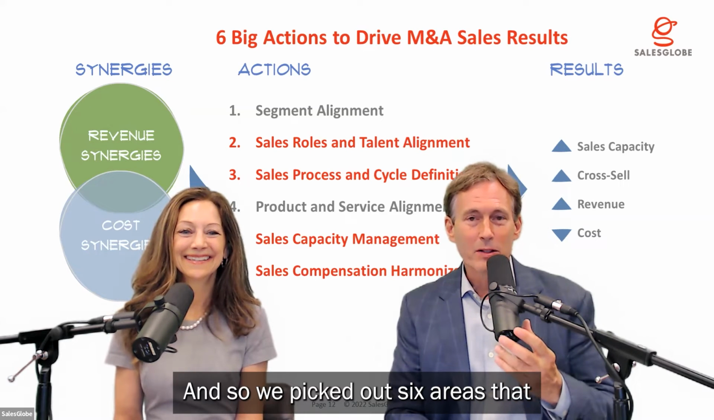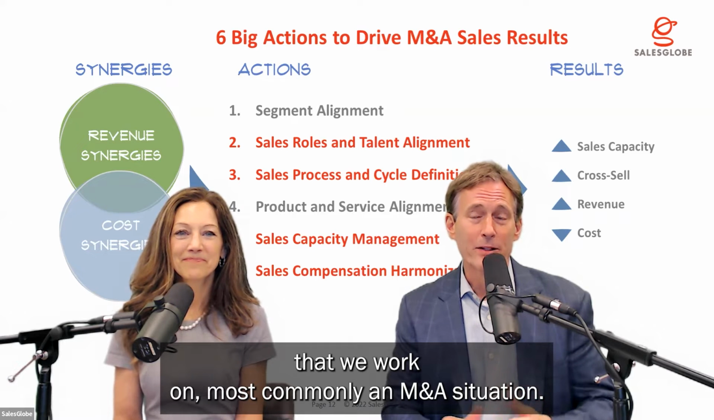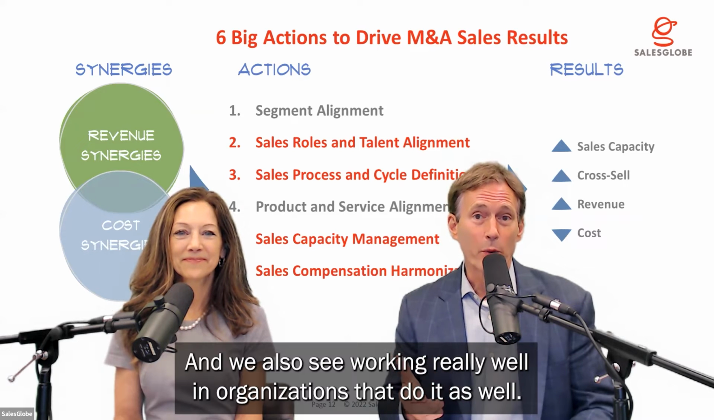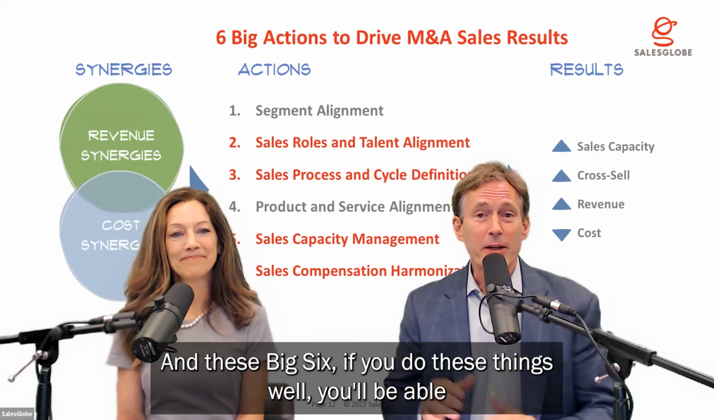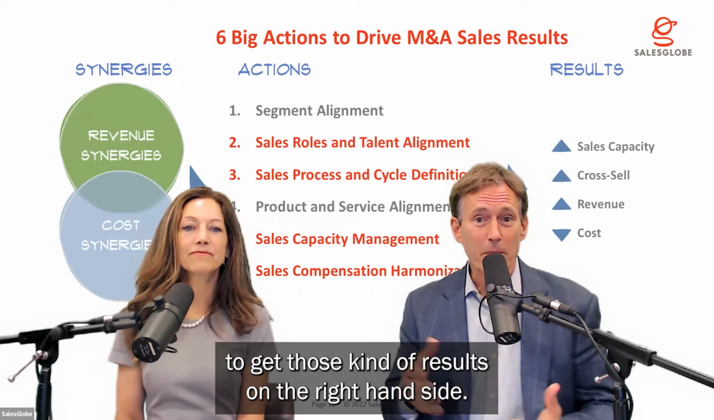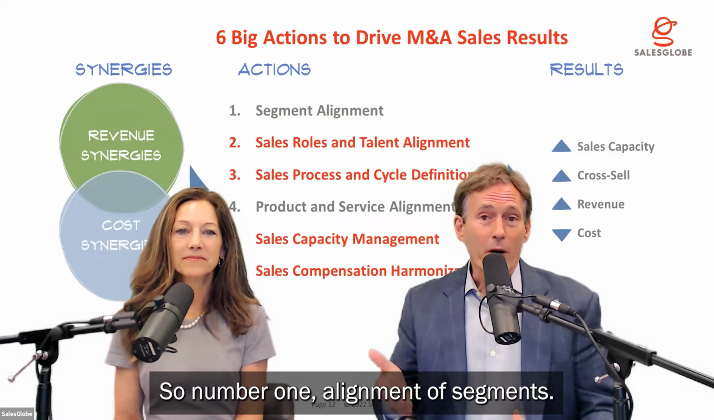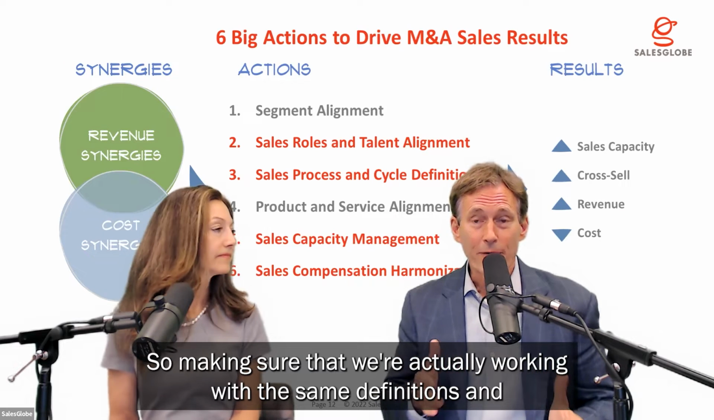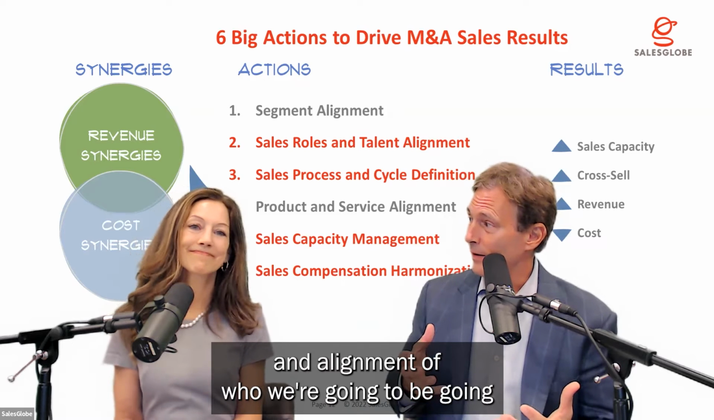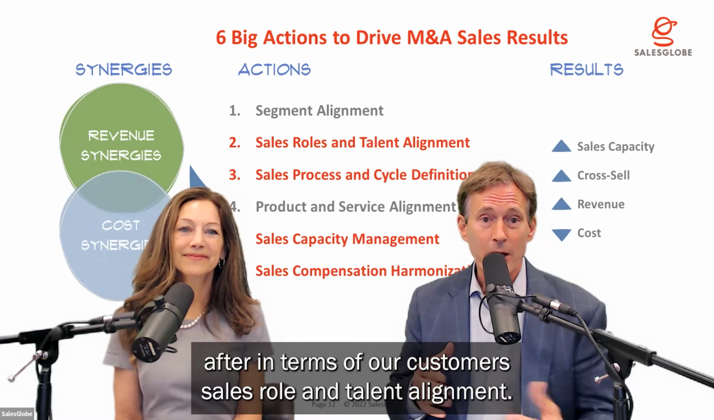And so we picked out 6 areas that we work on most commonly in an M&A situation, and we also see working really well in organizations that do it as well. And these big 6, if you do these things well, you'll be able to get those kind of results on the right-hand side. So number 1, alignment of segments. So making sure that we're actually working with the same definitions and alignment of who we're going to be going after in terms of our customers.